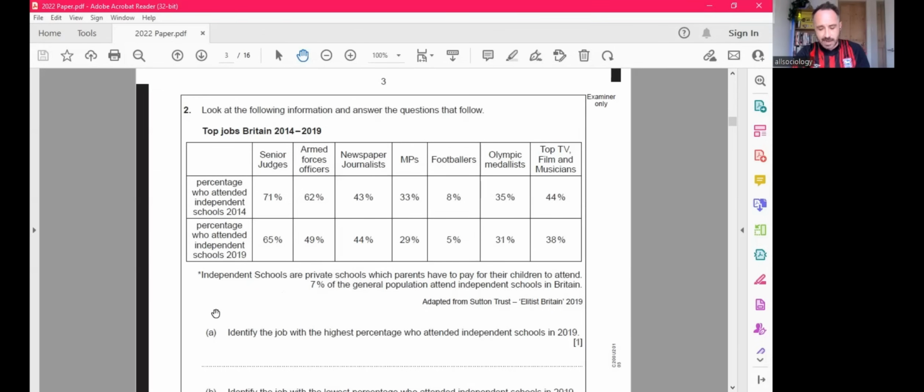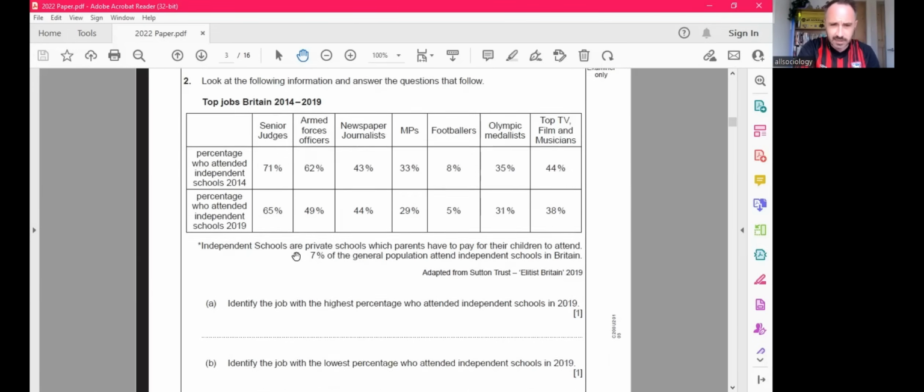So you're going to say something like, one trend is that people who went to independent schools are more likely to be in the top jobs. That you get 1 mark for. You then need to give some statistics from this table to explain it. So you're going to say something like, for example, despite making up only 7% of the population, 71% of judges in 2014 had been to independent schools. That's me using that figure there of 71% for our senior judges.